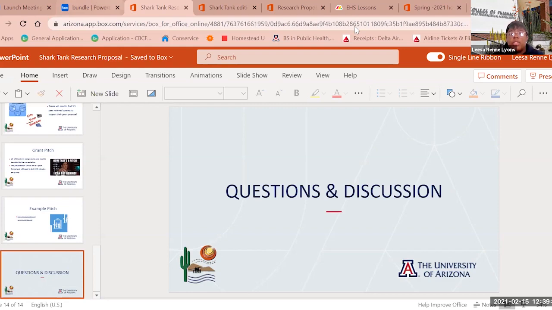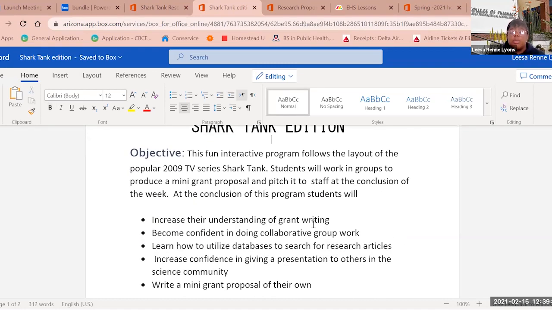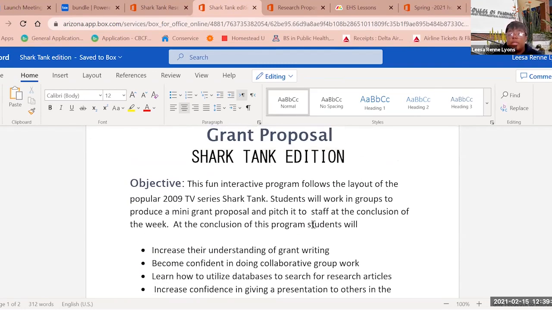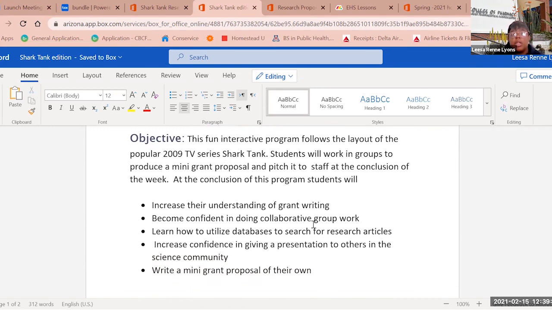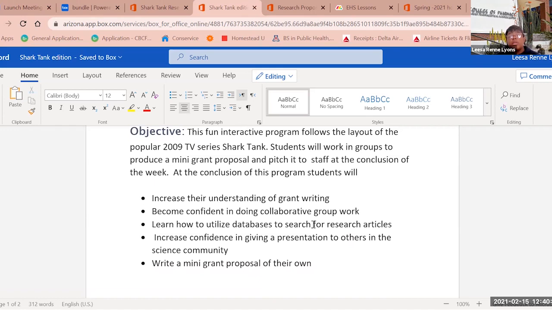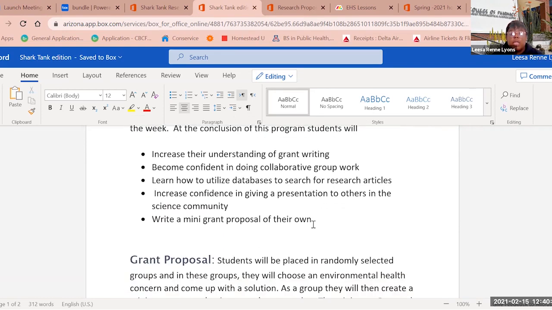And then I'm just going to share a new screen, and this is going to be the teacher evaluation, the teacher outline of this activity. So let me share my screen again. Here we have just the objectives. Like I said before, this is framed after the popular 2009 TV series Shark Tank. We put students in groups, but if you have a smaller section of students, you may want them to do it individually. These are some of the objectives that we wanted to meet.